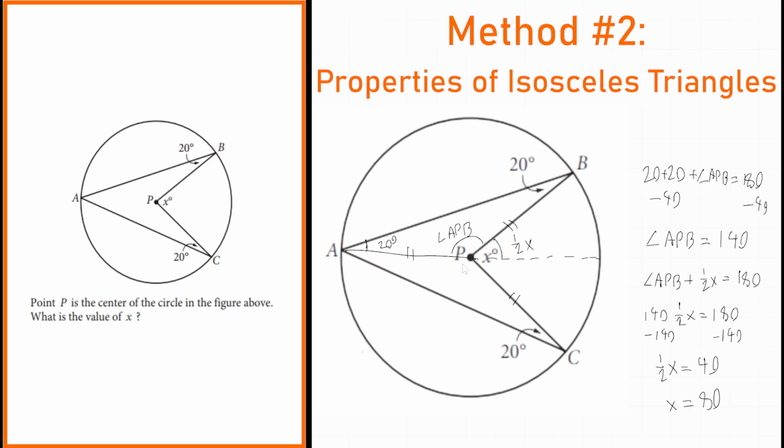So this is an example of two different ways to go about calculating the value of this X angle right here from two different theorems, the inscribed angle theorem and properties of isosceles triangles. And so that's an important thing to keep in mind. Whenever we see a geometry problem like this, there's usually multiple different ways to go about solving it and getting the correct answer.